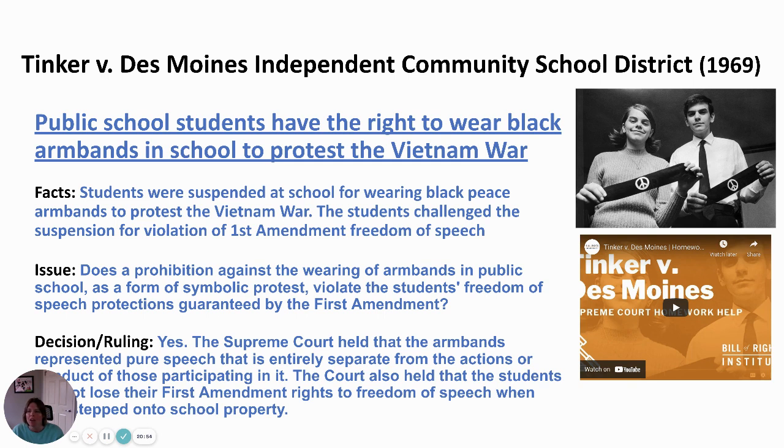The Supreme Court held that armbands represented pure speech that's entirely separate from the actions and conduct of those participating in it. The court also held that students don't give up their First Amendment rights to free speech when they step onto school property. They also recognized that kids need to learn about their rights, and what better way than to recognize some of the rights that they do have in school? So do you have a right to free speech in school? Yes, but it can be limited. If you're disrupting the educational process, then that definitely is something that can be regulated by the school administrators. But just wearing a t-shirt or an armband to protest something is perfectly okay, and that should be upheld.